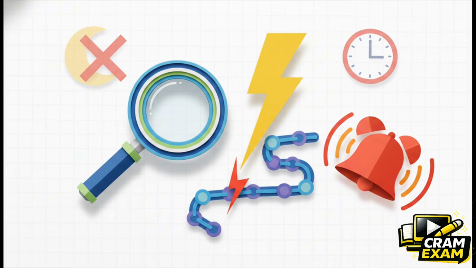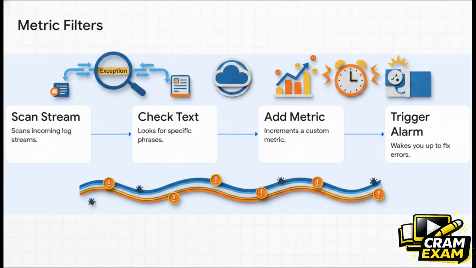Now, imagine this scenario. You don't want to wait until 7 a.m. to find out your app crashed. You don't want your customers telling you the system is down. You want AWS to catch the failure the exact second it happens. To do this proactively, you use a metric filter.